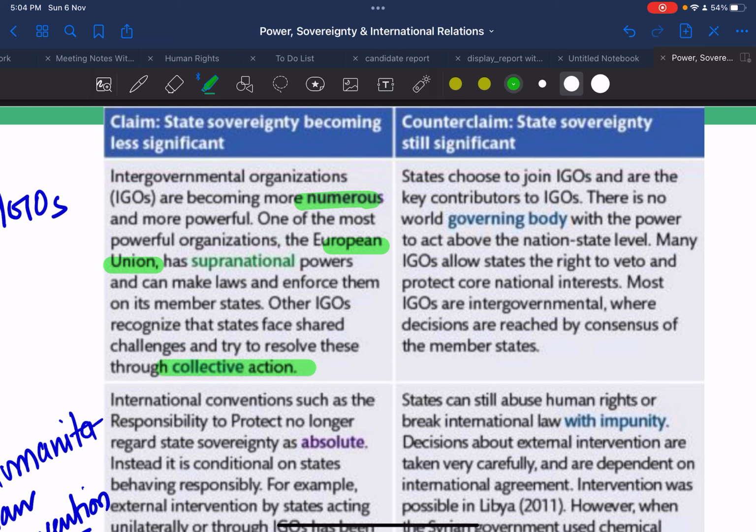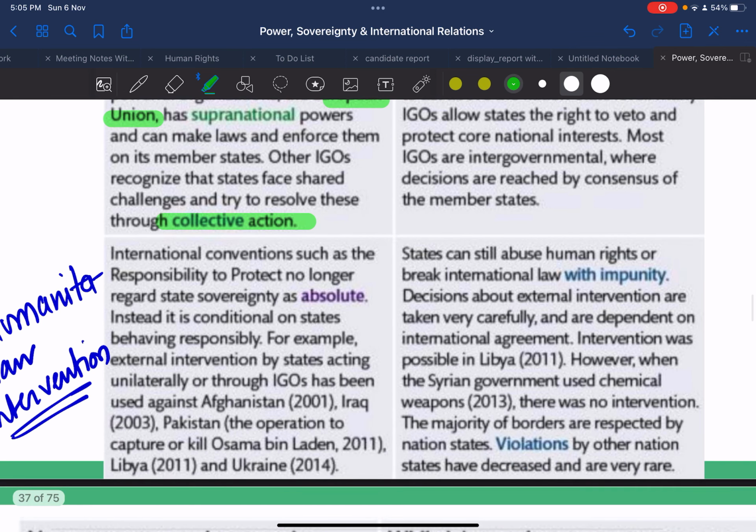However, states choose to join IGOs. Okay, a state may choose not to join IGOs also. So it ultimately depends on the nation state, right? Then the next point says international conventions such as the responsibility to protect no longer regard state sovereignty as absolute, because the United Nations, under this responsibility to protect, can intervene in other states. Then you have these examples over here.